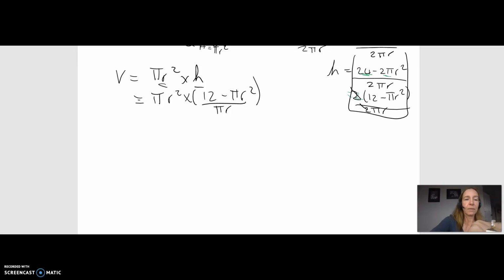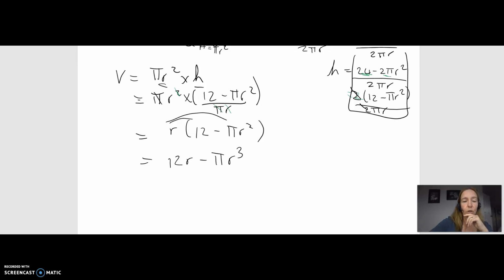I can now do some simplifying. Pi divides with pi. This r divides with one of those r's, so I'm going to be left with r times 12 minus pi r squared. Hopefully you're doing this on your own as well, and you can see that that is true. I'm now going to multiply this r in, so it'll be 12r minus pi r cubed. That is what the volume of my cylinder is.